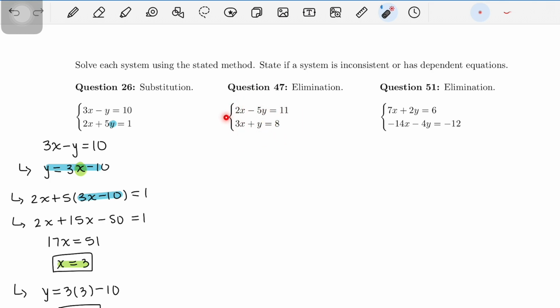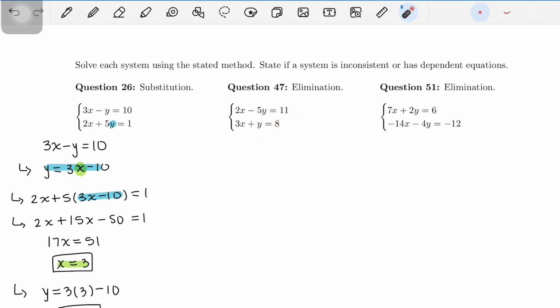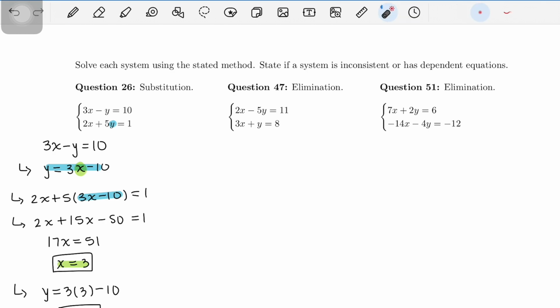And we're just going to add them using like terms. For example, if we were to add the equations as is, we would have 2x plus 3x. This is going to give us 5x. Then we have minus 5y plus y, so this will give us minus 4y, and so on. And then we'll add these constants as well. So in this case, when we add these two equations together, none of the variables go away.